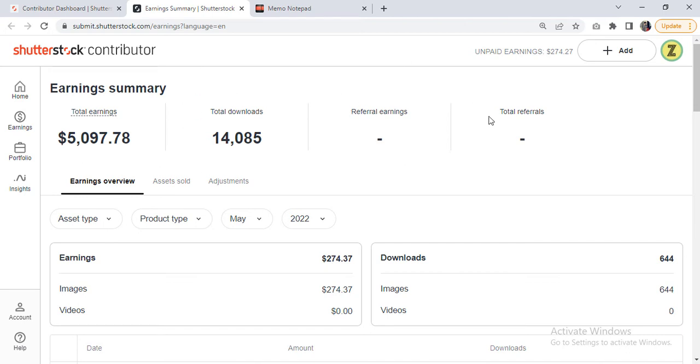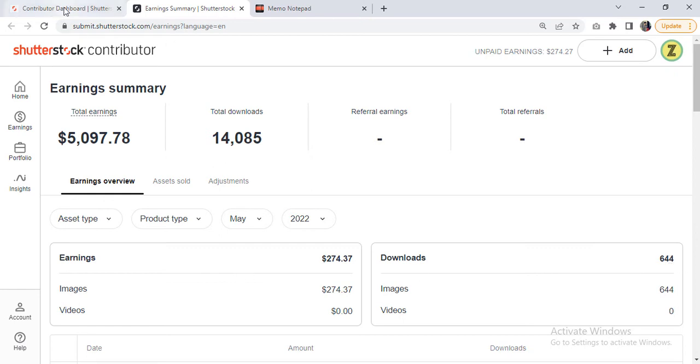So here is the new interface of Shutterstock Contributor. They have recently updated it. I personally don't like it. It's quite plain or simple anyway. So this is total earning. This is not relevant in this case. I wanted to show you the earning update of this month, the May month, and it is $274 so far, all from images, and the number of downloads is 644.